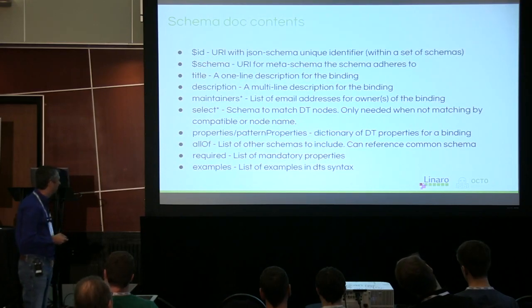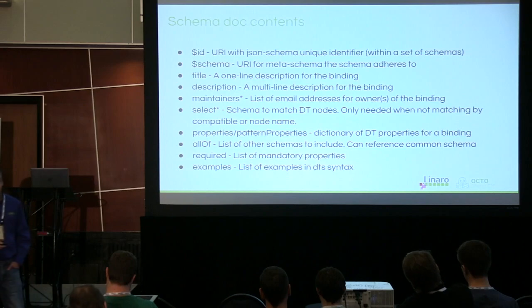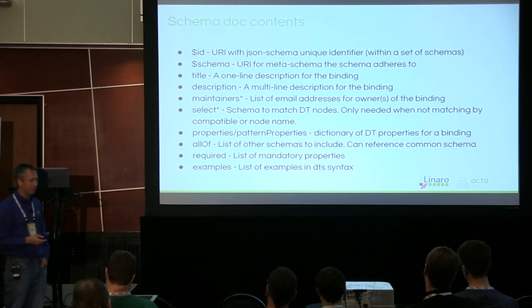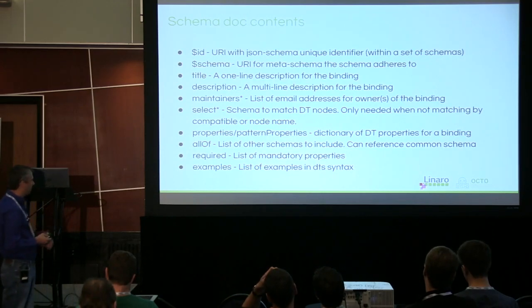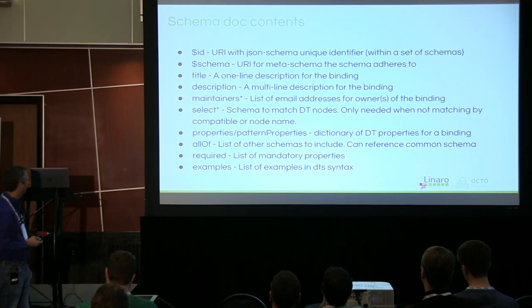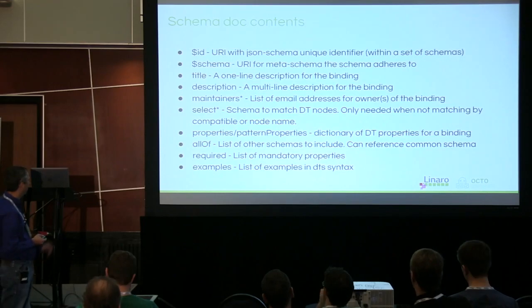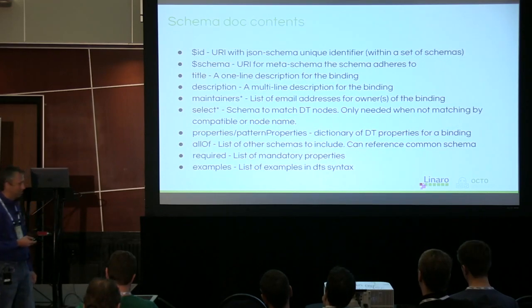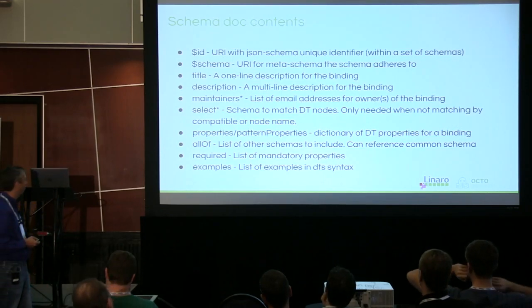Okay, so what does the schema doc look like? This is the top level keys of what's in the schema doc. And all but the ones with asterisks are standard JSON schema vocabulary words. So we've added maintainers and select.